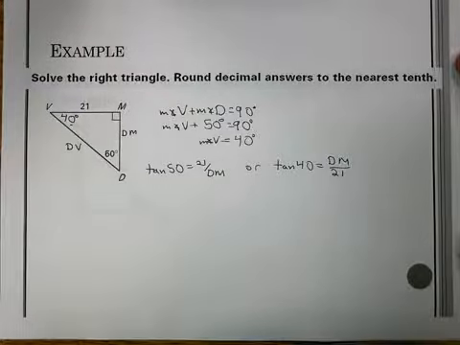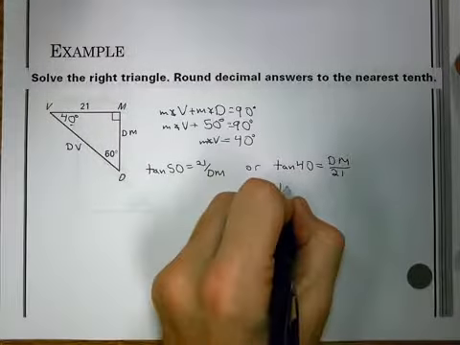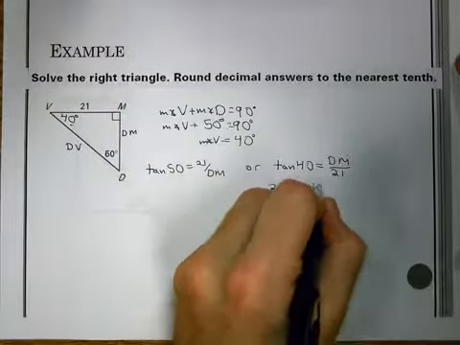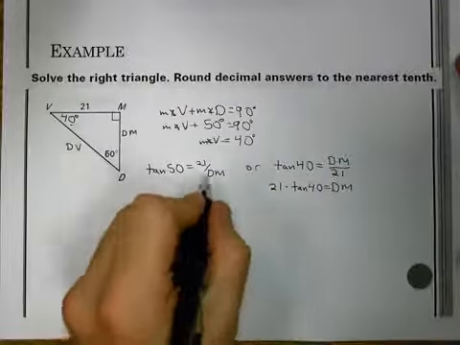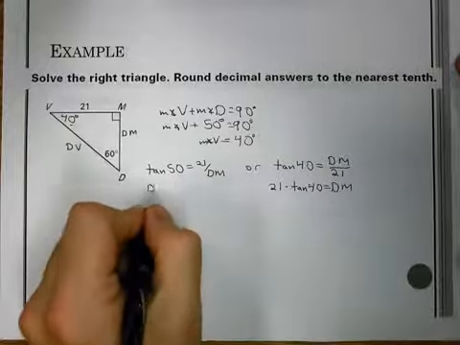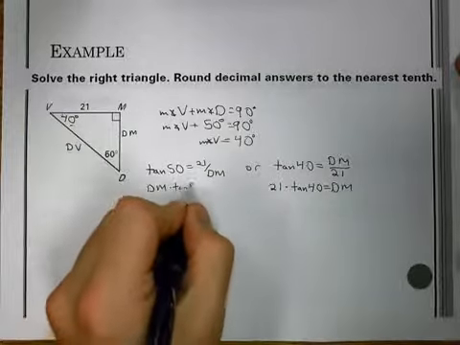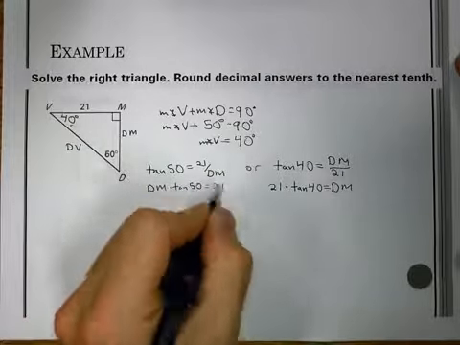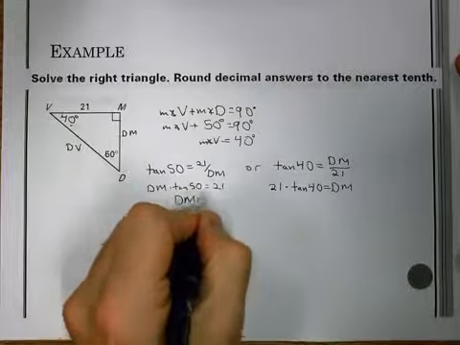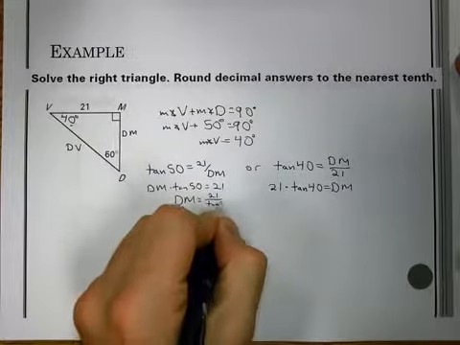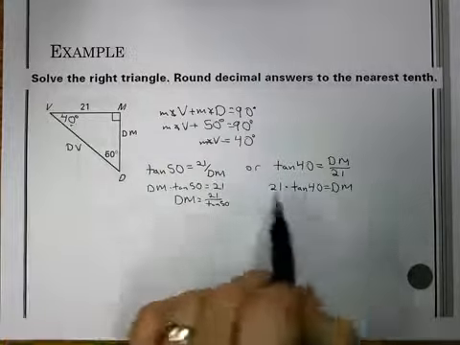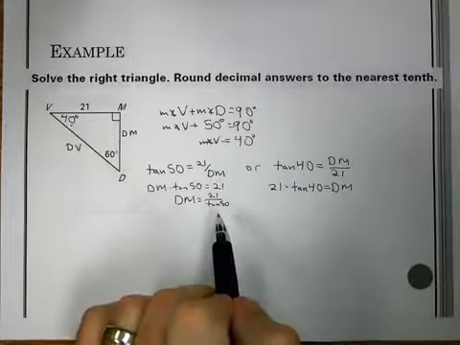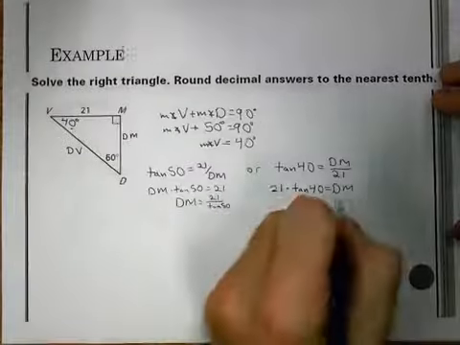And if I look at the one on the right, if I multiply both sides by 21, I get 21 times tangent of 40 equals DM. That's going to be nicer to solve than what this one becomes, which is DM times tangent 50 equals 21, and then DM is 21 over tangent of 50, particularly if I'm going to solve by hand, because I can multiply a lot more nicely than I want to divide with decimals. Either way, we'll look at what answers we get here.